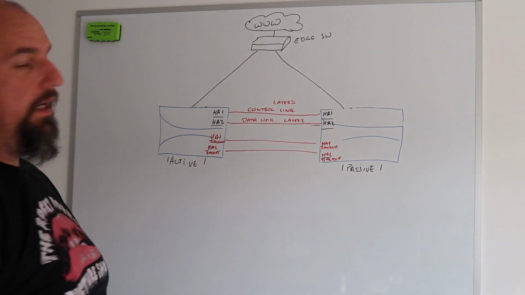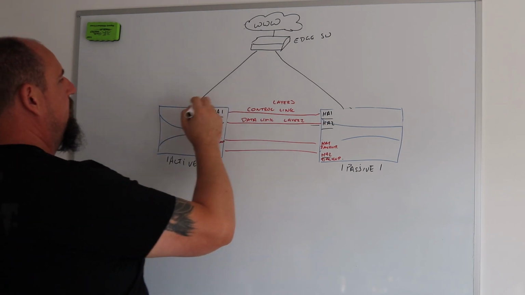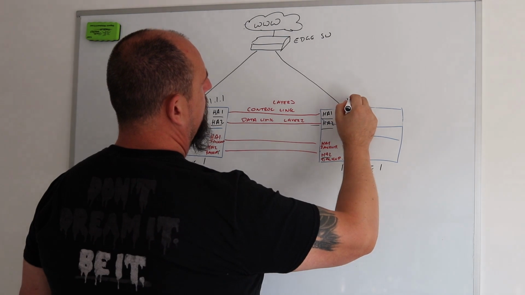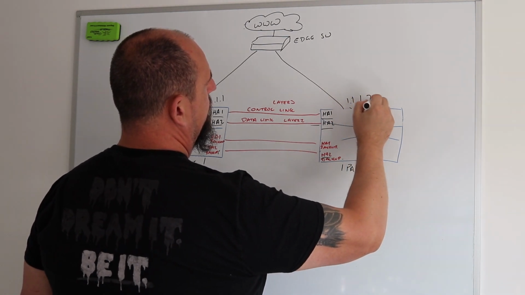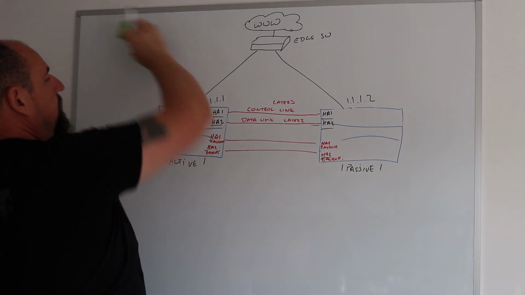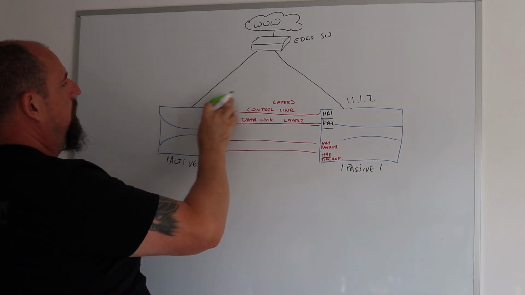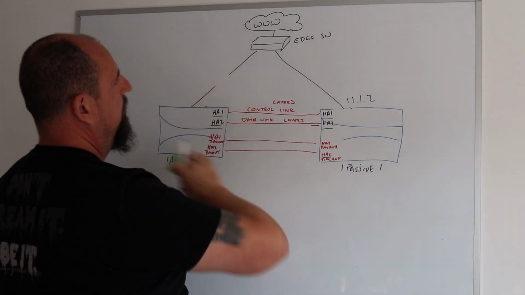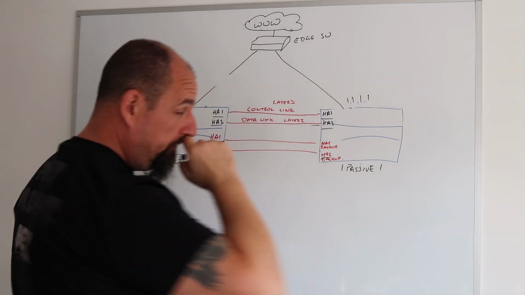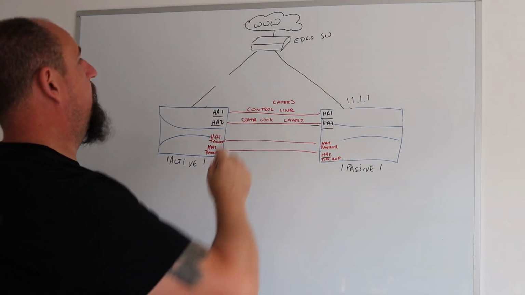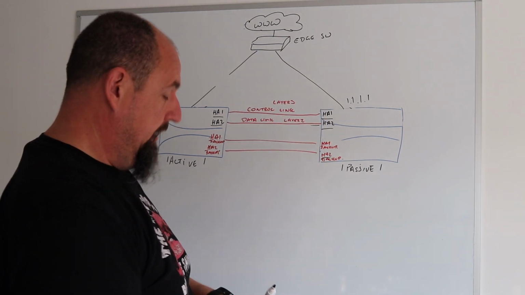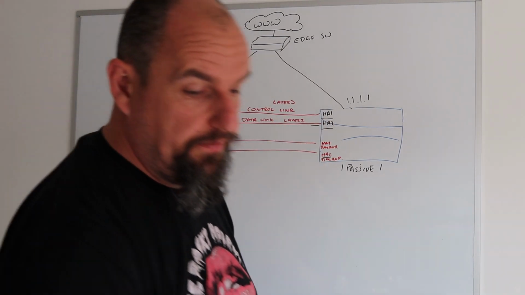Okay, so for the active passive mode, you've literally got, say this one is 1.1.1.1, that'll be 1.1.1.2, and in the event of a failover, this will stop doing anything, and this one will then send out a gratuitous ARP to update the ARP table on here that now has the IP address.